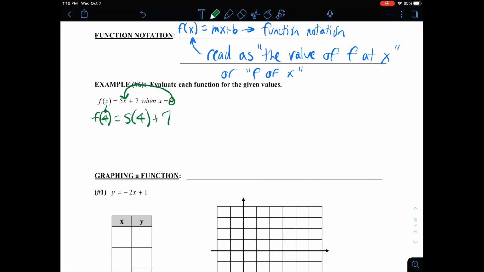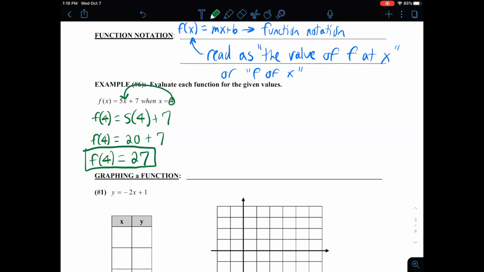We replace the x with a 4 when we're doing that. Okay? So now we have f of 4, not f times 4, f of 4, the function value at 4. What's 5 times 4 going to be? It's going to be 20 plus 7. So f of 4 is going to equal, what's 20 plus 7 going to be? That's going to be 27. So that is the function value.